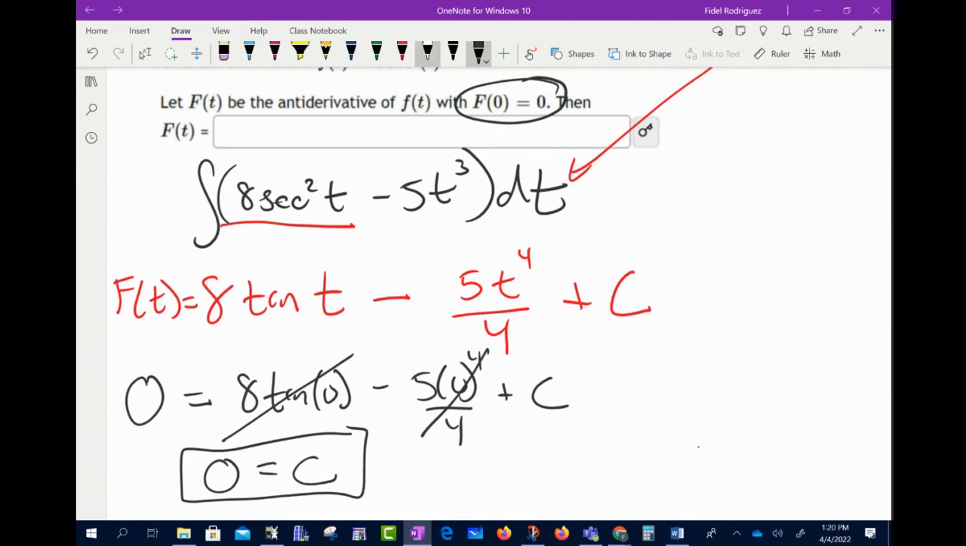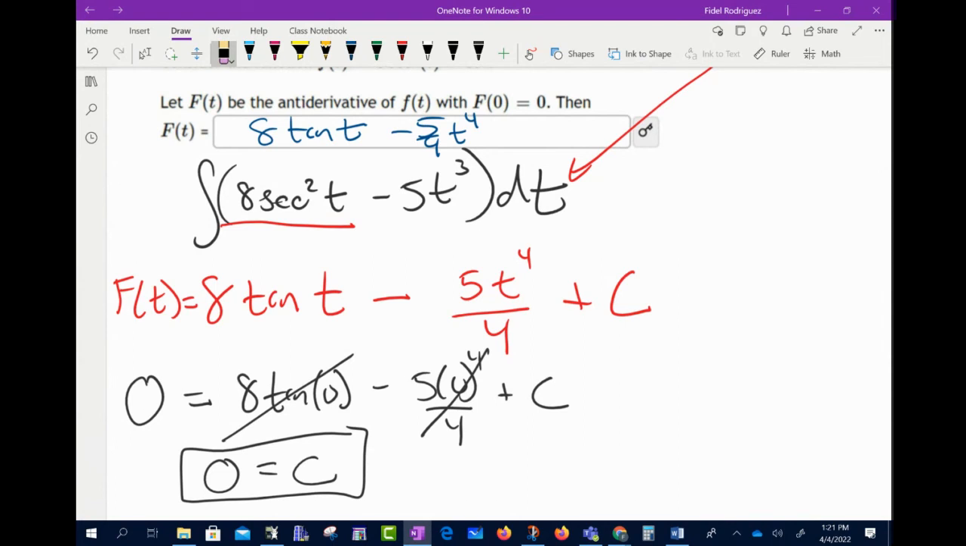So then my final answer here, y'all, is just going to be 8 tangent t plus 5/4 t to the 4, because the value of c ended up being 0. Does that make sense?